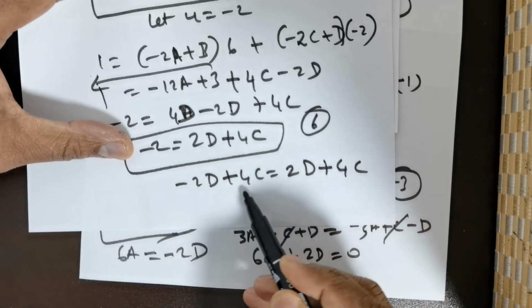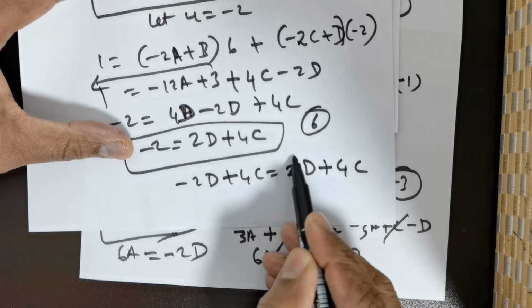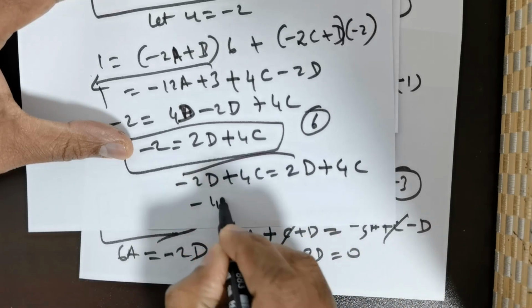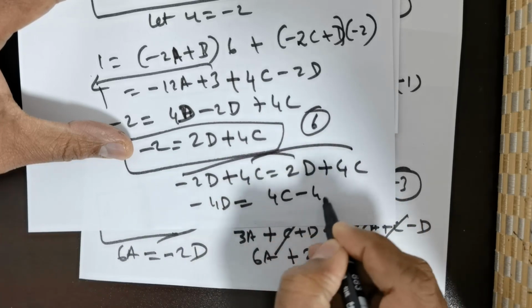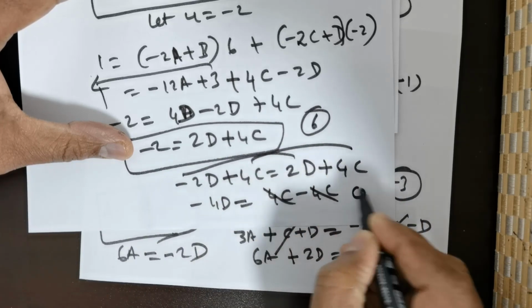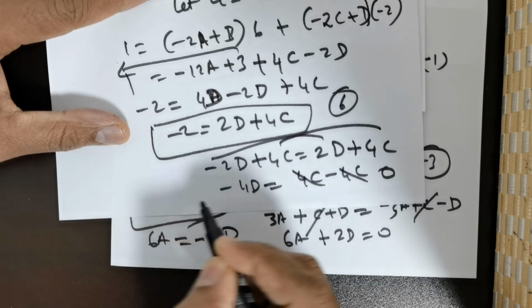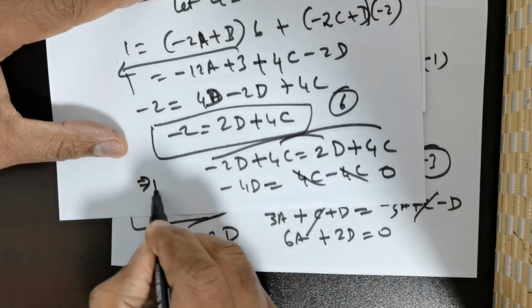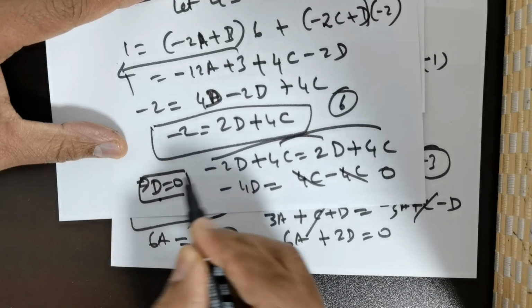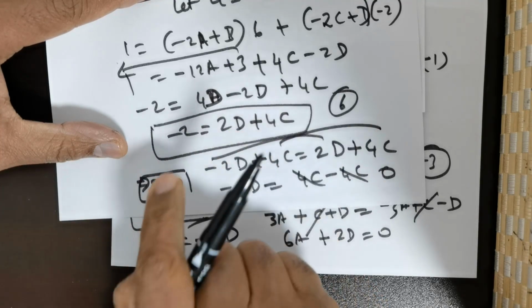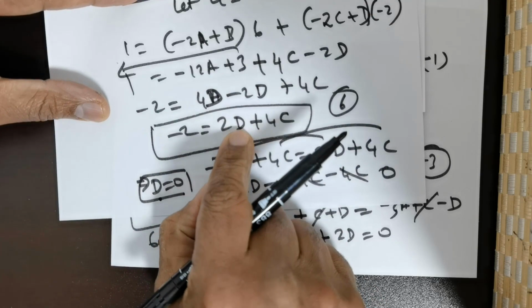c. Now apparently, if I were to bring this side, this will be negative 4 times d. If I were to move this side, it will be 4c negative 4c. So I get a 0 here. So that would mean my d is 0. My d is 0. If I were to place d to be equal to 0 here, what happens to c?